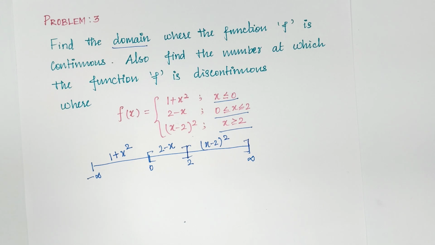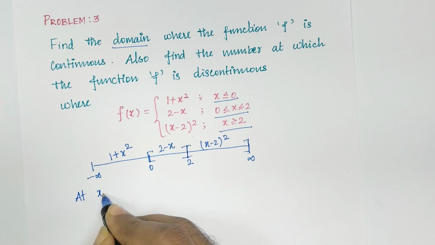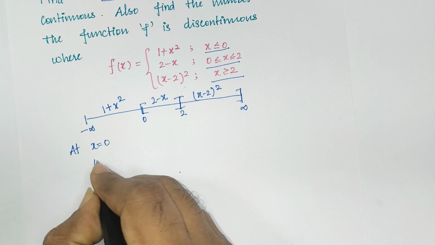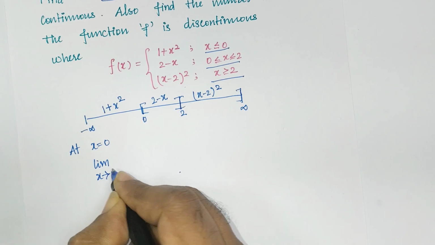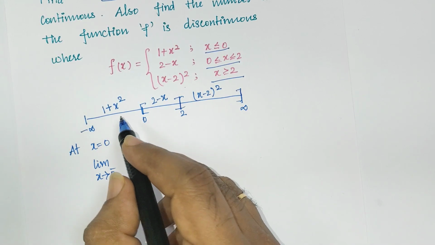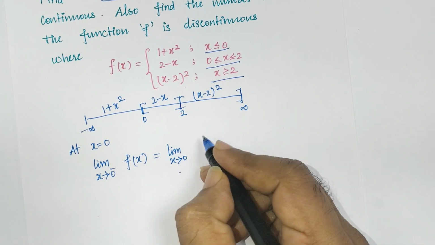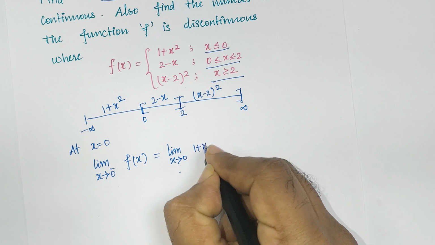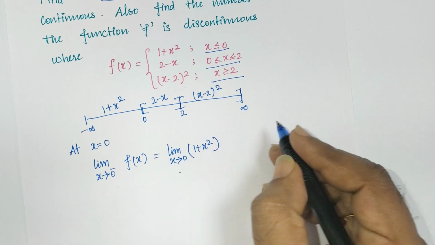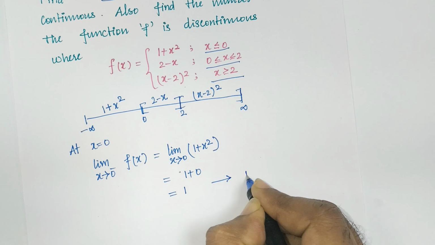Okay, so now I am going to solve this. First I will take x equal to 0. In a similar process, you can apply the left hand side limit. Limit x tends to 0 minus, left hand side function f of x. The left hand side function at 0 is 1 plus x square. So I will write here limit x tends to 0, the function f of x is 1 plus x square. Here we can substitute x equal to 0, so you'll get 1 plus 0, this is 1, which is equation number 1.